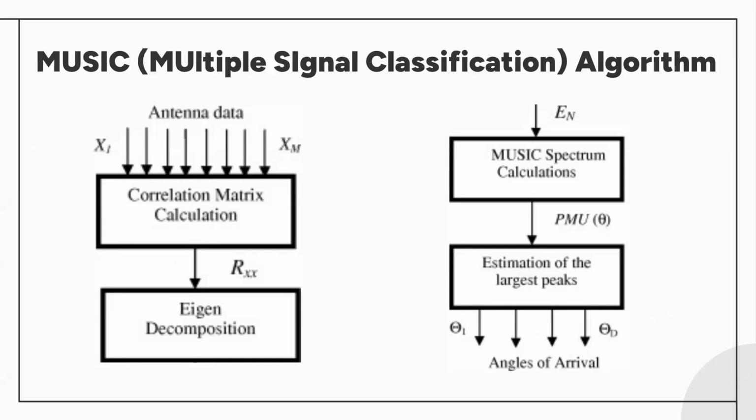So there's an array of antennas that collects signals, and then the MUSIC algorithm uses linear algebra and eigenvalue decomposition to calculate the MUSIC spectrum and get the angles of arrival.